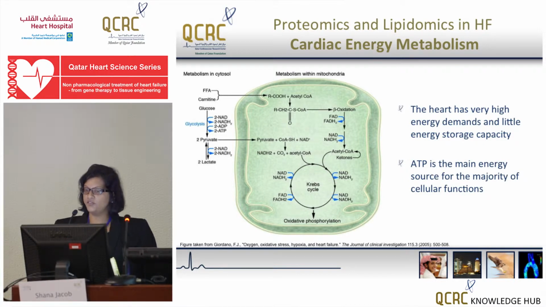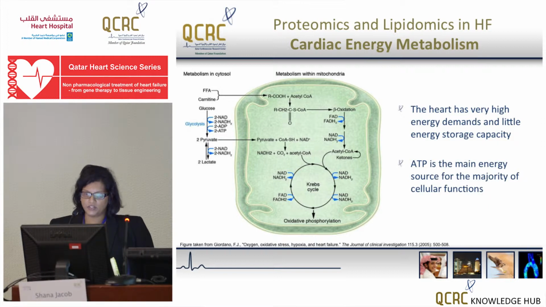ATP, or adenosine triphosphate, is the main energy source for the majority of cellular functions, and through the metabolic pathways that I've shown so far, there's only very minimal ATP that's produced through the glycolysis pathway. So this ATP is not sufficient for normal cardiac function. However, what's interesting is that all of this process so far has not used oxygen at all. At the same time, there are a number of reduced cofactors that get produced through these processes.